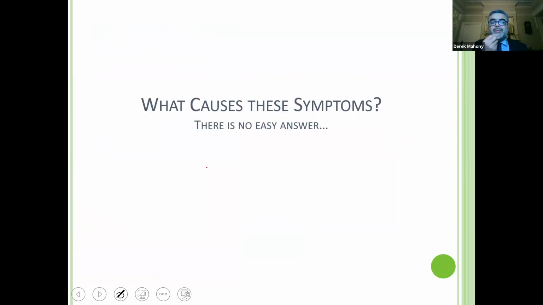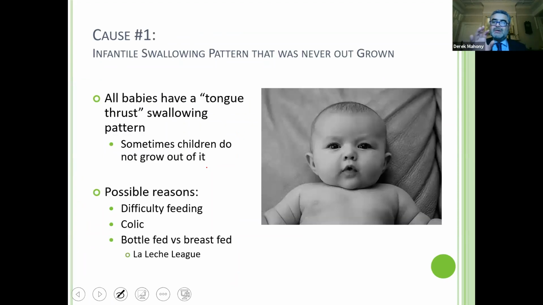So people say, well, what causes these symptoms? I don't think there's one particular cause. Some people, mainly the medicos, call this an infantile swallowing pattern. And that is, all babies have a tongue thrust. That's how they feed when they're on the breast. But some children tend not to grow out of it. One possible reason is because they had difficulty in feeding, or they had colic, or they were bottle fed versus being breastfed. And remember, the ideal time to breastfeed, if you want to minimize problems, is 2 years. But national research has shown in Australia, the average time a child would be breastfed is less than 1 month. So big change, isn't it?